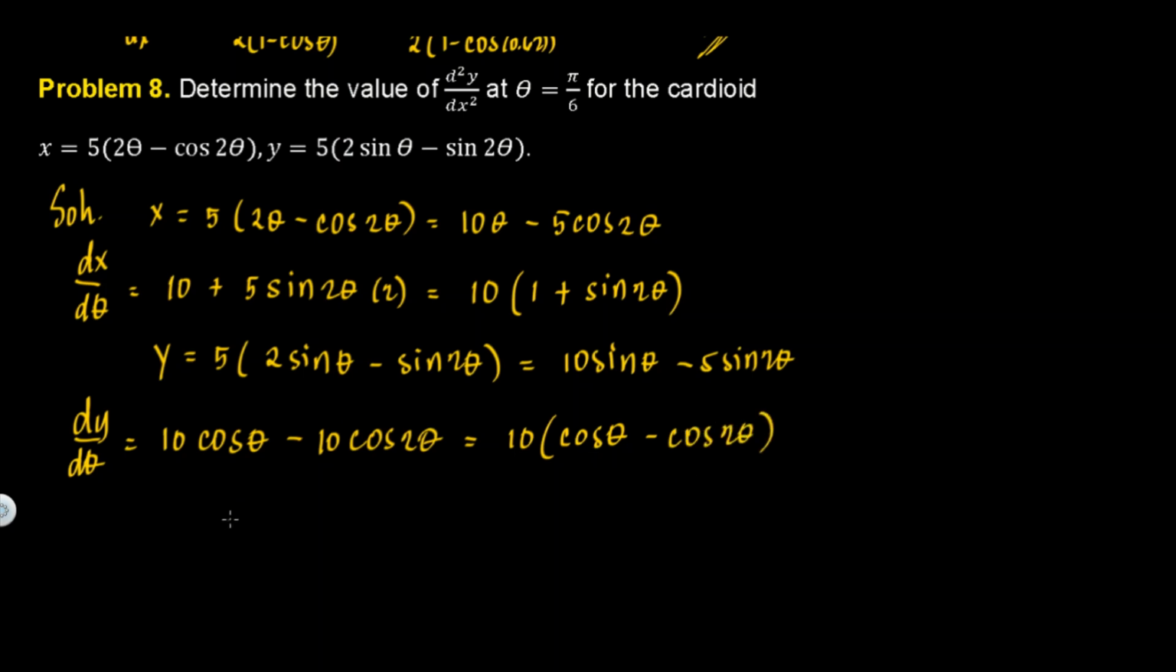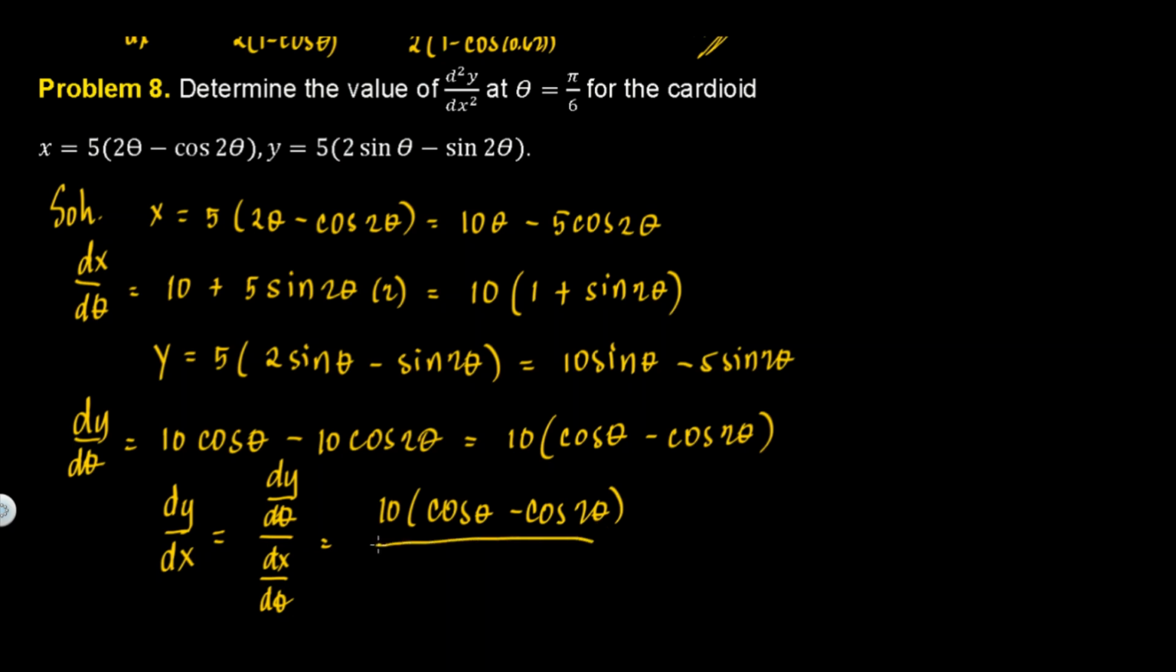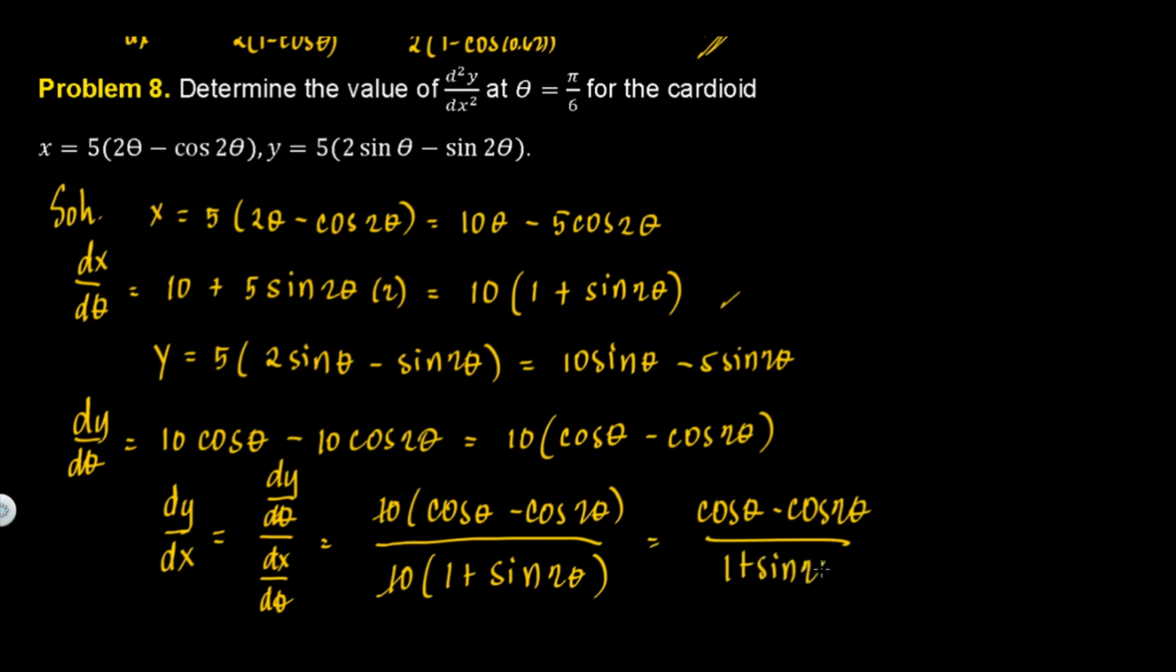So, what is dy over dx? Equal to dy over d theta over dx over d theta. Equals 10 times cosine theta minus cosine of 2 theta, over 10 times 1 plus sine 2 theta. Cancel na to. So, we have cosine theta minus cosine 2 theta over 1 plus sine 2 theta.